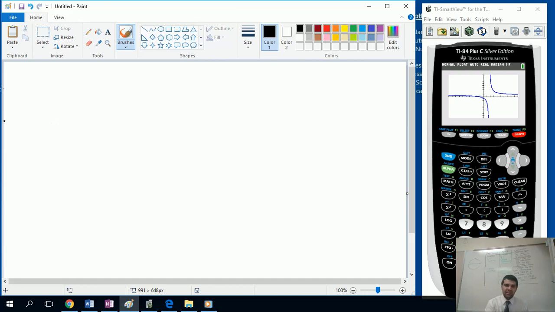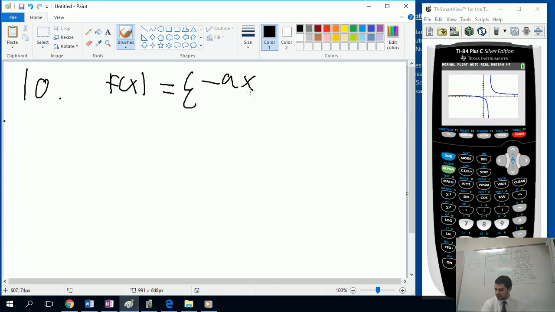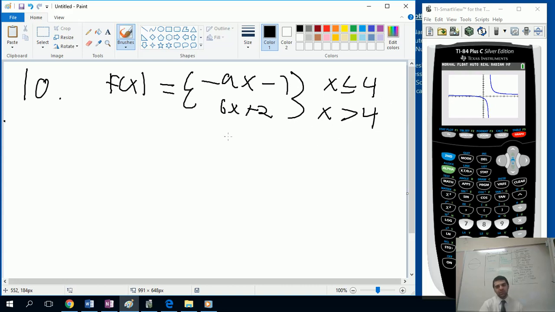Number 10, last problem. You can get rid of me. Determine a value that will make f of x continuous. f of x is going to be equal to negative a x minus 7 if x is greater than or equal to 4, and then it's going to be equal to 6x plus 2a if x is less than 4. So you're evaluating this function when x is equal to 4, because when x equals 4, that's going to make it continuous.